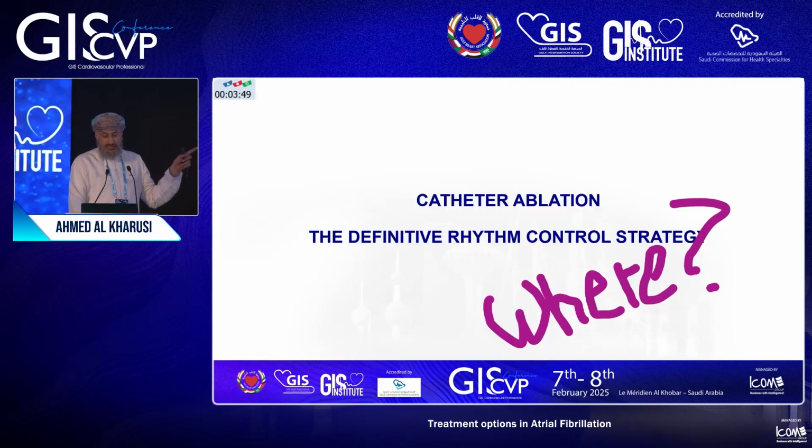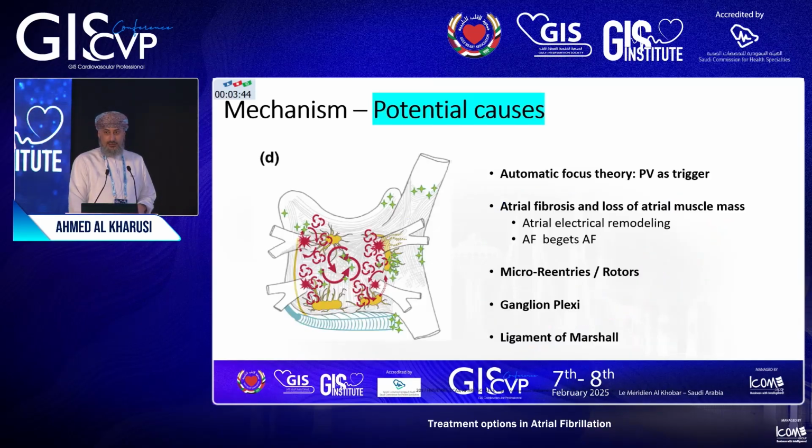But for atrial fibrillation, where should we ablate? What do you think? In fact, no one knows what the source or the reason of atrial fibrillation is. Still, until now, there are studies, but no one knows what the source of atrial fibrillation is.